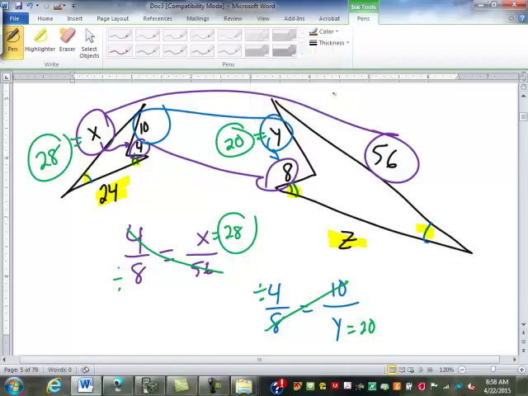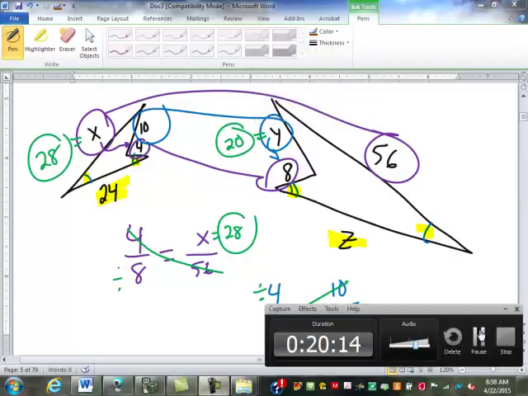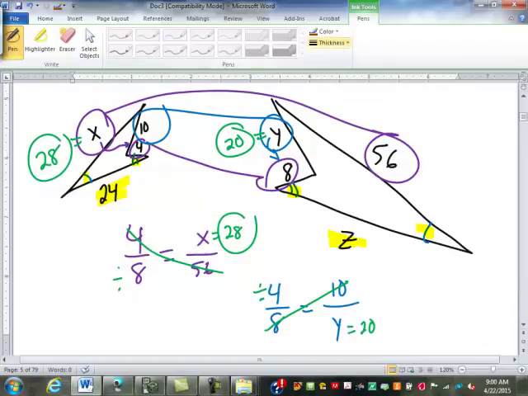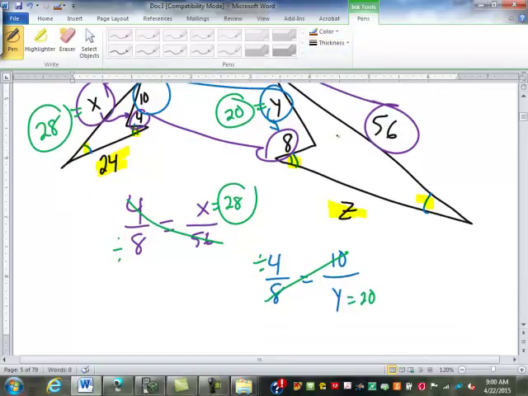I want you guys to find z. So we start with the 4 goes to 8 again. Where does the z go? Bottom, and what goes above it? 24. You cross multiply and divide. The z equals 48.